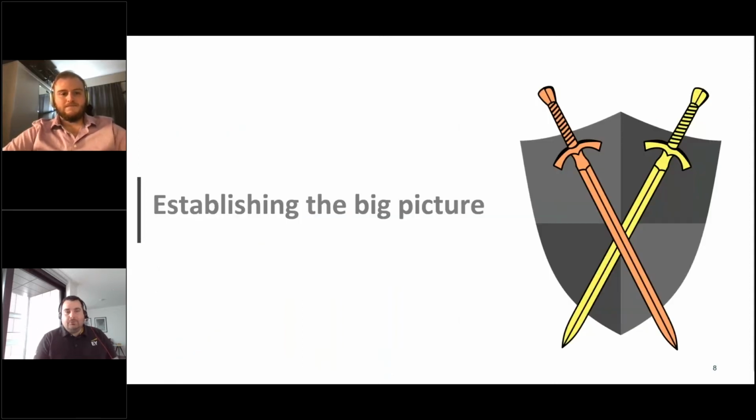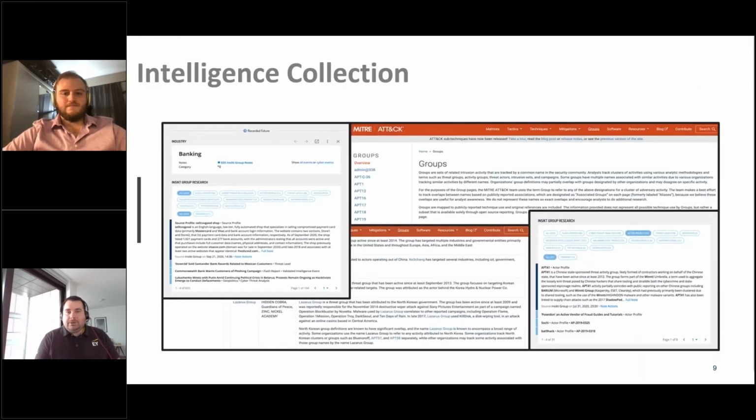So now we go over to establishing the big picture and looking at intelligence collection as our first point. So Robert, I'll let you continue. Sure, thank you, sir. When you start building out the understanding you have of your environment, you can then begin collecting intelligence on different aspects of it.